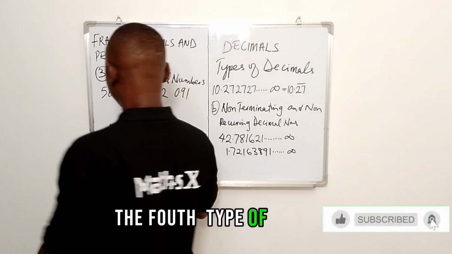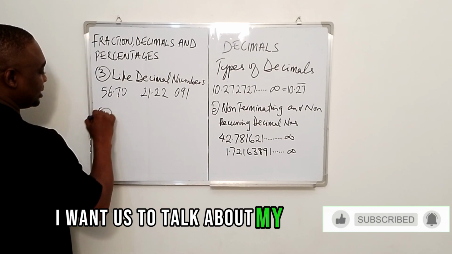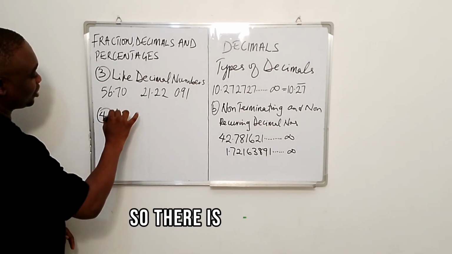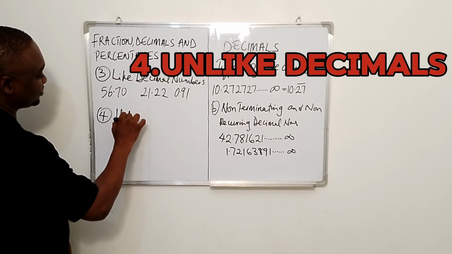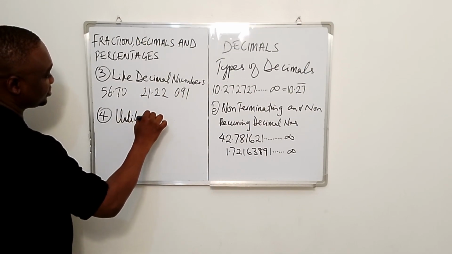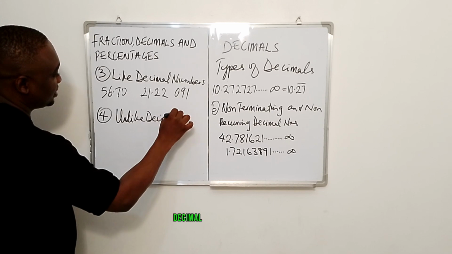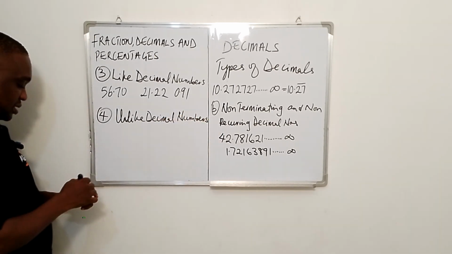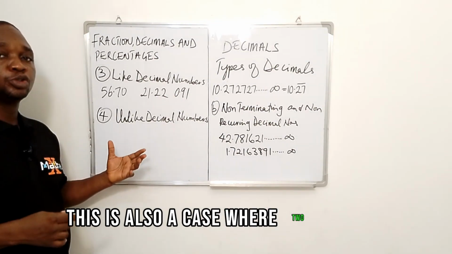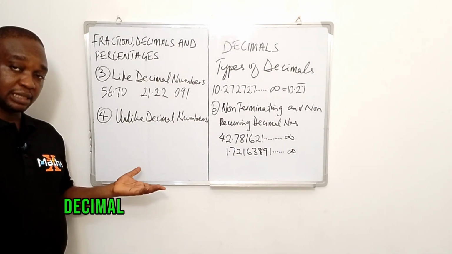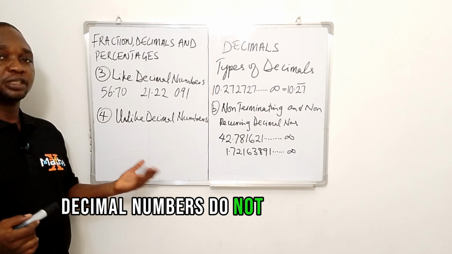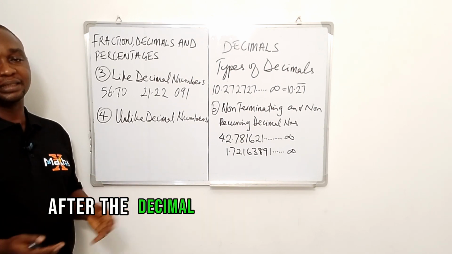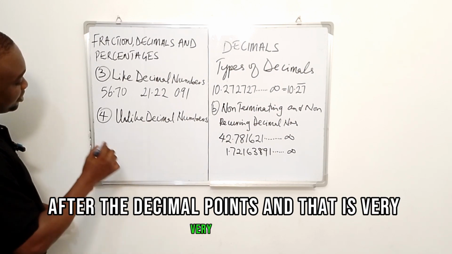The fourth type of decimal I want us to talk about, my dear students, of course, if there is a like, there should be an unlike. So there is also unlike decimal numbers. This is also a case where two or more decimal numbers do not have the same number of digits after the decimal point. And that is a very quick show.